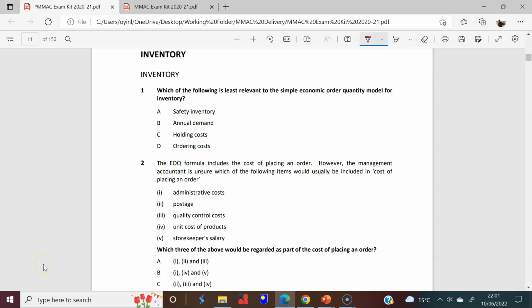Right, question one. Which of the following is least relevant to the simple economic order quantity model? Now, again, you would have been doing some revision on this. The economic order quantity, if you like, is the efficient amount of inventory that an organization should order based on certain restrictions, so to speak.